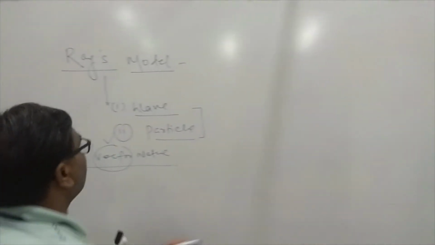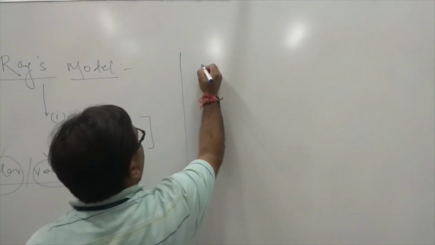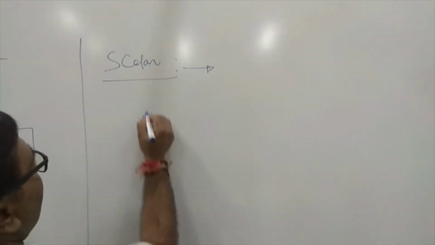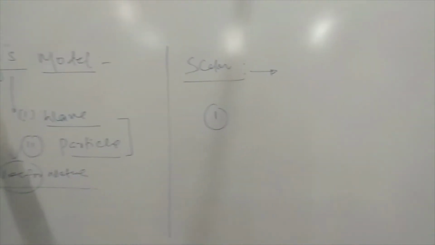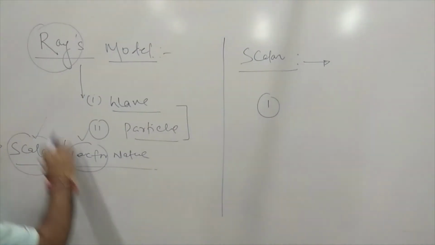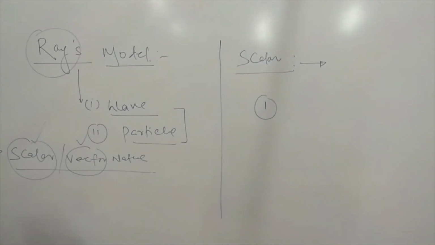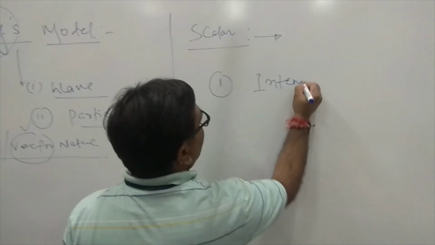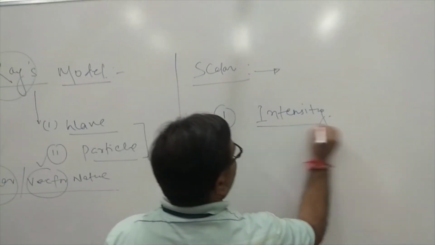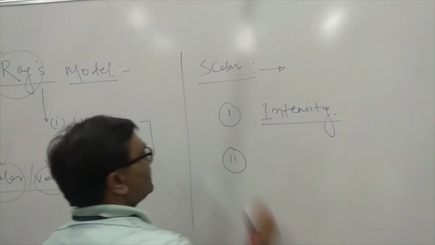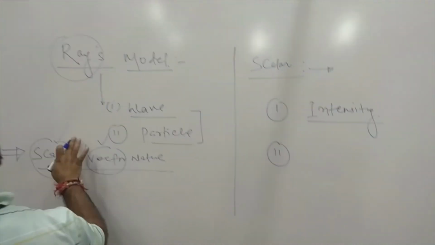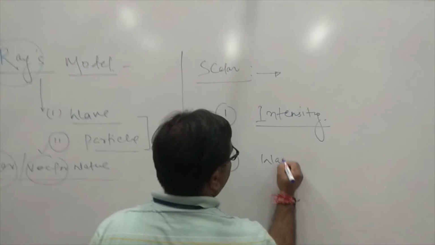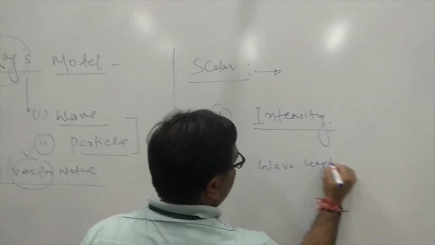Now, let us assume the first concept is scalar, right? The first concept is related to the ray. If anyone can tell about the rays model and its scalar nature, the first thing is intensity. How can we define the intensity? Intensity is really important. The second one is the wavelength. I will explain one by one.